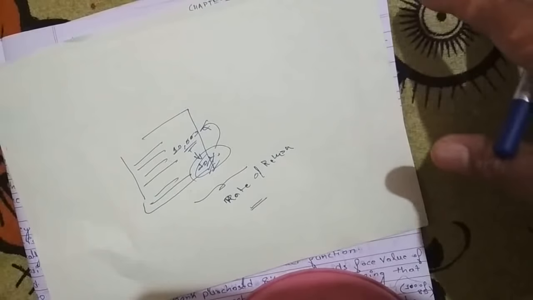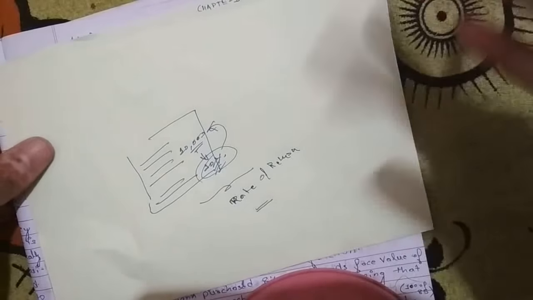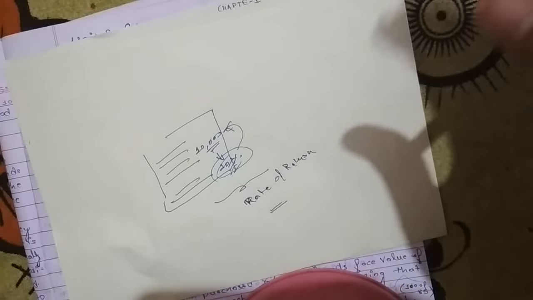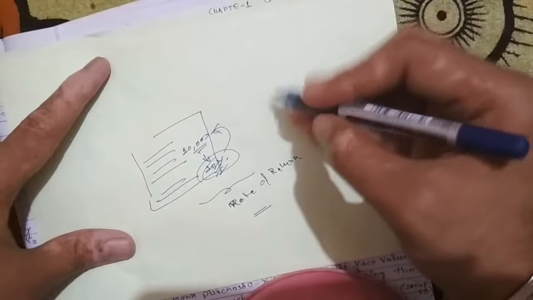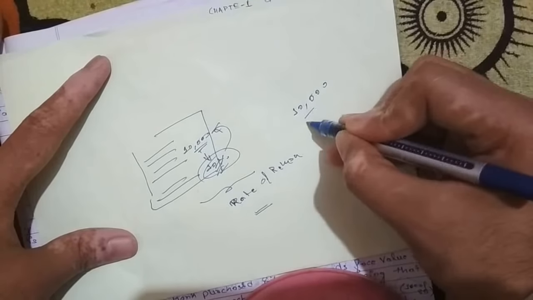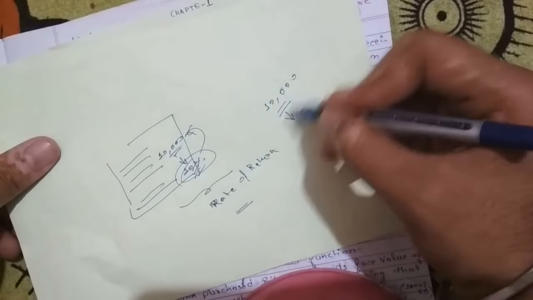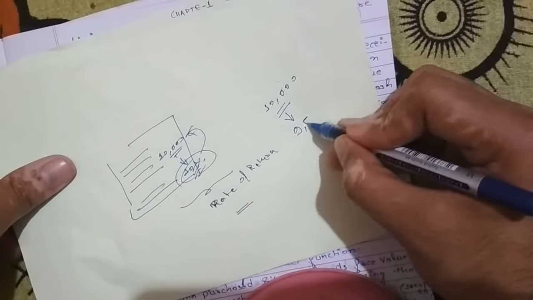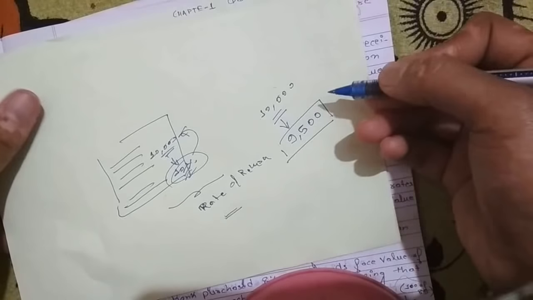Next, the redemption. Redemption is the total scenario of taking the money when the bond has matured. In other words, bonds are generally issued at discount and redeemed at par. What does it mean? If there is a bond of 10,000 rupees and it is issued at discount, you have to pay only 9,500 rupees. This is the discount you are given.